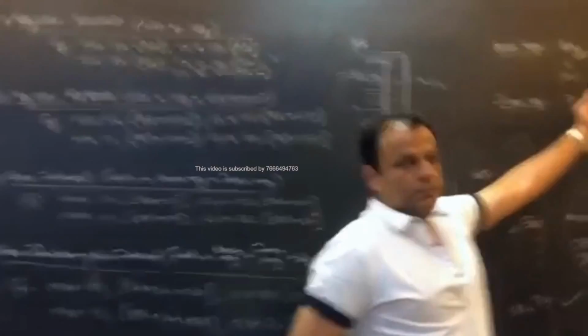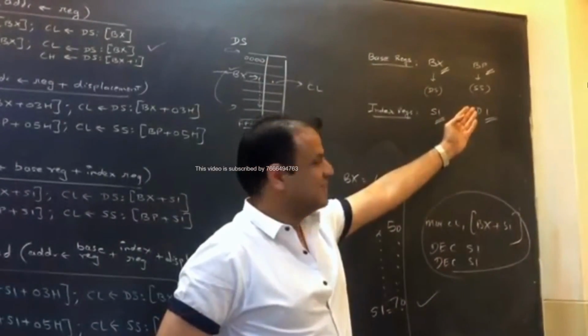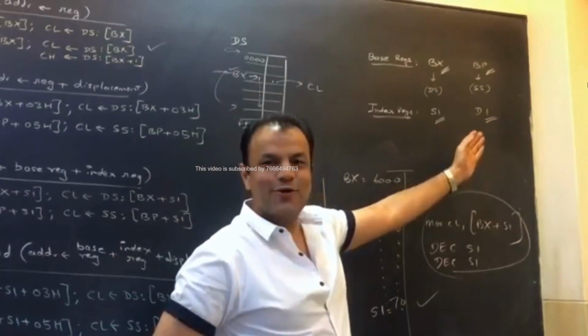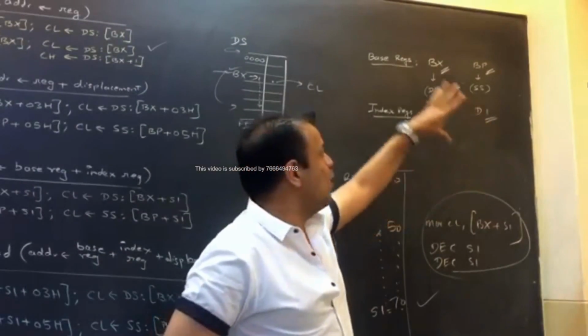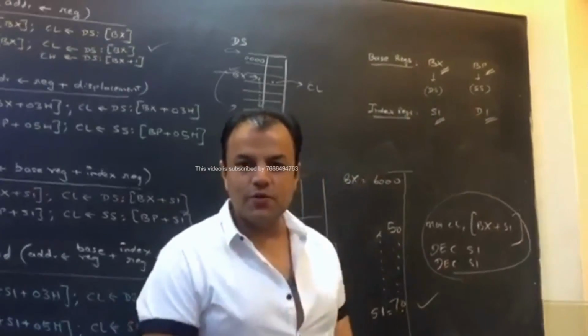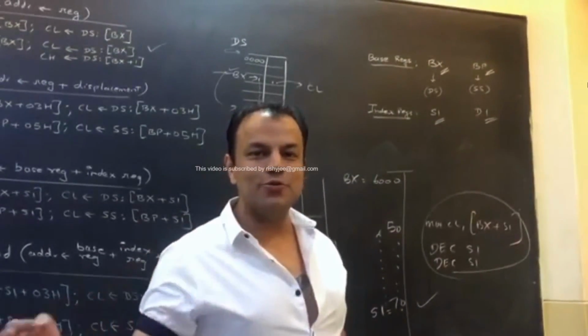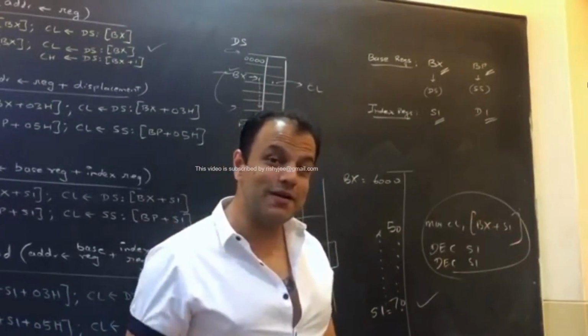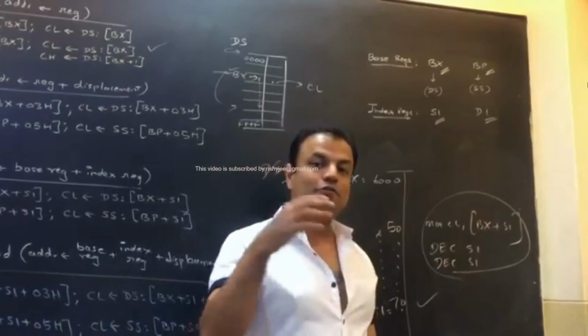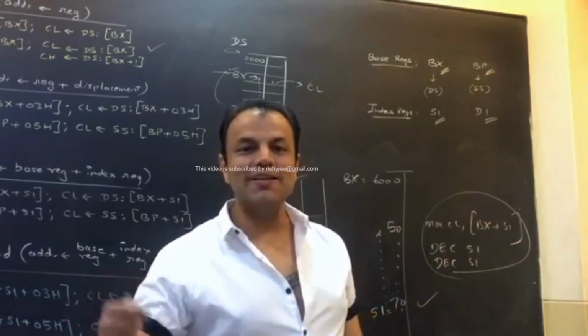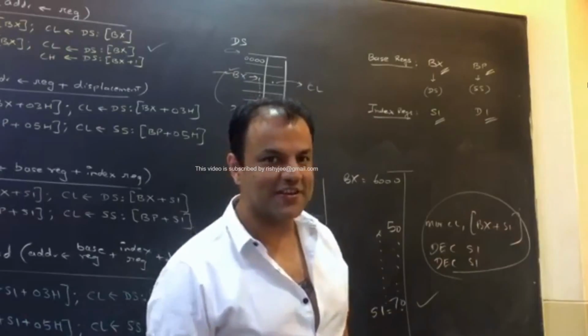BX and BP are called base registers. SI and DI are called index registers. Whenever there is a clash between the two, the preference is given to the base register. The segment to be operated is always decided by the base register, not by the index register.